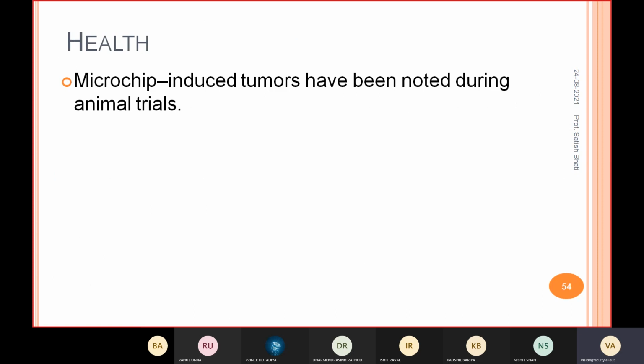About health: in an RFID tag we know we are using an electronic circuit, a microchip. We are also using RFID for animal identification. It is found in some cases that the microchip induced tumors in animals. Not all, but if you are using a high frequency, it may cause such problems like tumors.